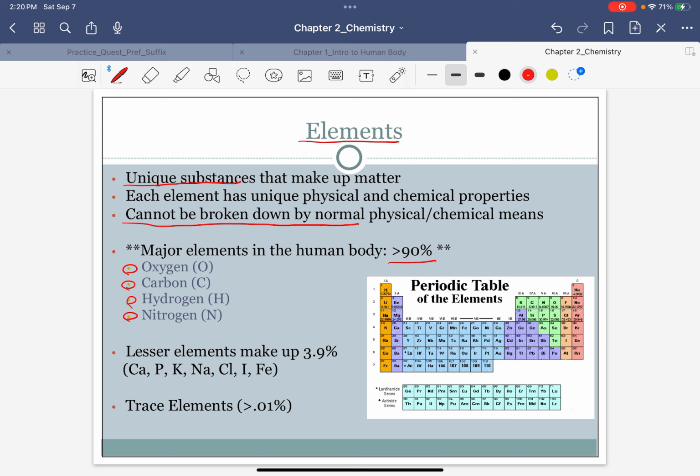The way that I remember these 4 is I make a mnemonic device. So if you do CHON, cone, our body is made up of the most of which 4 elements? Cone, carbon, hydrogen, oxygen, nitrogen. So you should know that. Now, of course, we have other important elements in our body that are just as important. But I'm just saying in terms of quantity, what we have the most of, carbon, hydrogen, oxygen, nitrogen.